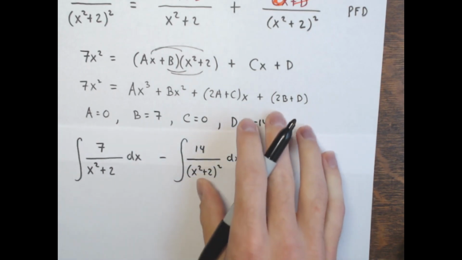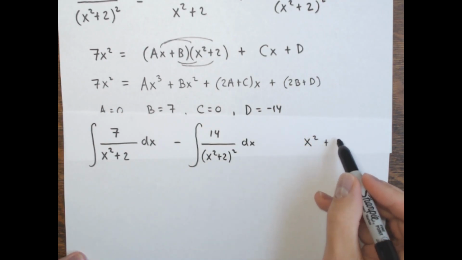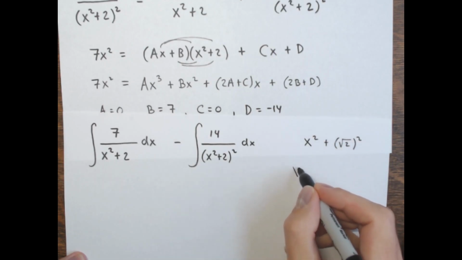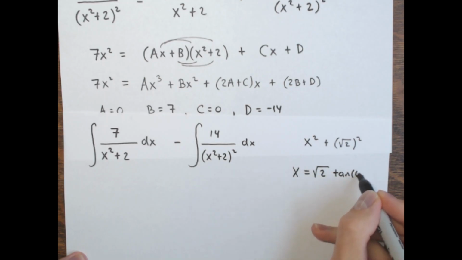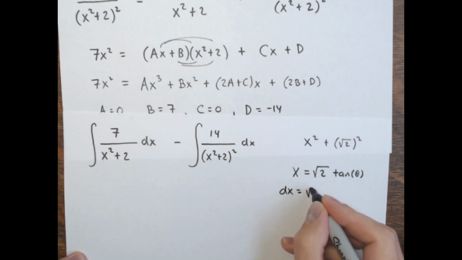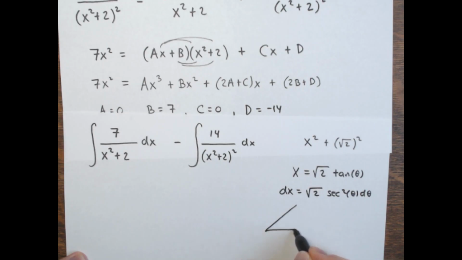And very, very similar. See how both of these have a sum of squares, x squared plus the square root of 2 squared. So I'm going to have x be the square root of 2 times the tangent of theta. Do a trig sub. dx then would be the square root of 2 times secant squared theta d theta. Then your triangle here: the tangent of theta would be x over the square root of 2, and then this side would be the square root of x squared plus 2.